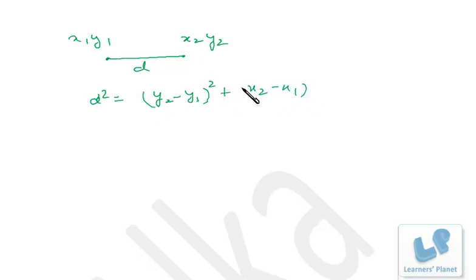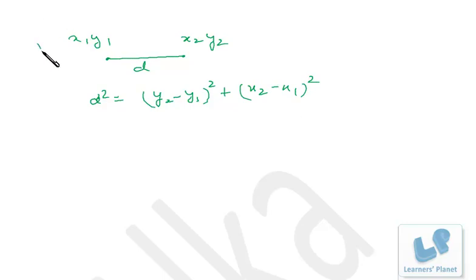Friends, before we proceed further, I would suggest you have the basic knowledge of coordinate geometry, trigonometry, and geometry, right? As far as coordinate geometry is concerned, you must know the distance formula between 2 points. Suppose x1, y1 is a point and x2, y2 is a point. Then the distance between these 2 points is, suppose d, then d square is equal to y2 minus y1 whole square plus x2 minus x1 whole square, right? This is the distance formula.